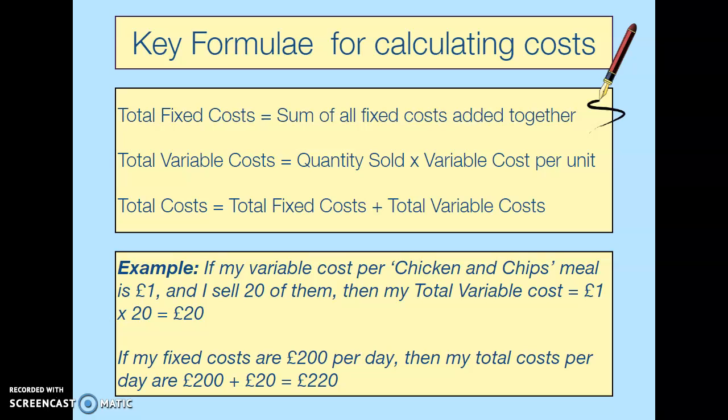Okay, so an example here that you can have a look at. If my variable cost per chicken and chips meal is £1 and I sell 20 of them, then my total variable cost will be £1 times 20, which is £20. If my fixed costs are £200 per day, then my total costs per day are £200 plus the £20 for my variable cost, and therefore my total cost is going to be £220. So it's a very simple start to this topic, but it's still important to know very well how to class these three really different types of costs: fixed costs, variable costs, and total costs.